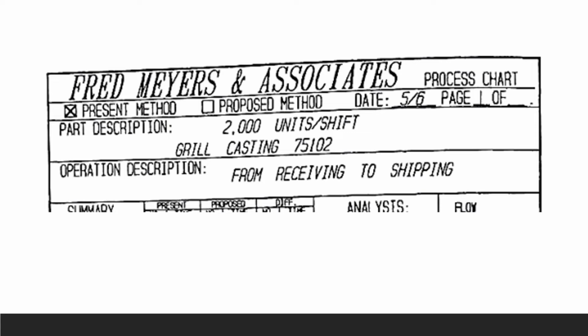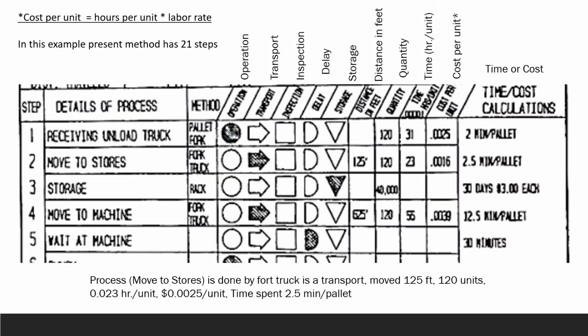So in 1 is the method, either current for now or proposed one with improvements. And in 2 we fill the date, and in 3 is about the part for production, and 4 is for your operation type. Then you do process details. Add method of how you do that process.